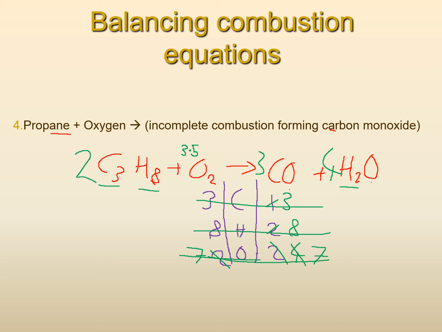If I stick a 2 there, I'm just going to double everything and make all the stoichiometric coefficients twice as big. So that one was an invisible 1 and is now a 2. That one was a 3.5, so it's now a 7. That one was a 3, so it's now a 6. That one was a 4, so it's now an 8. And my answer is 2, 7, 6, 8.